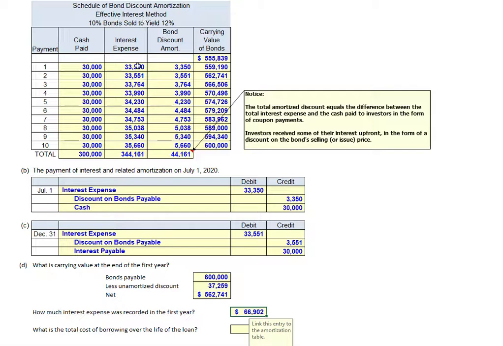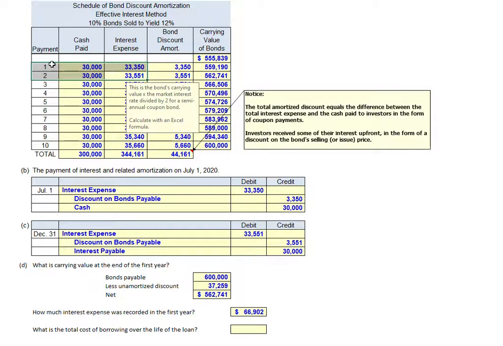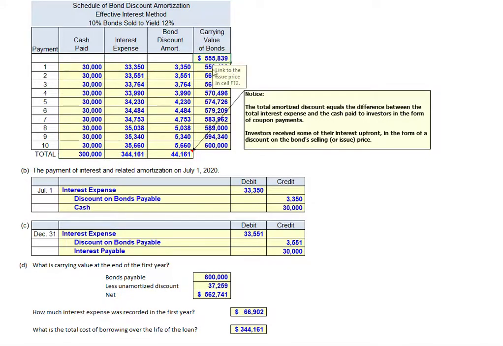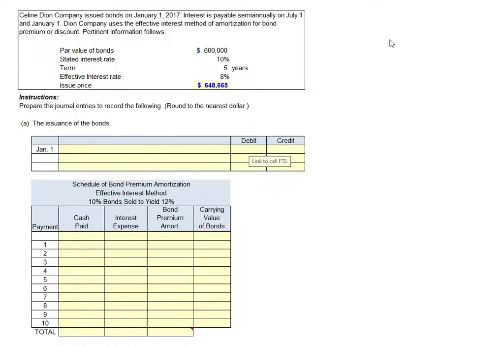That's the $66,902, the amount of interest from the first two rows of our amortization table. And our total borrowing cost over the life of the loan will be $344,161. That's the total amount of interest on the loan. Again, we've paid that to the investors in the form of $300,000 in coupon payments and a $44,000 discount when we issued the bonds. Let's now take a look at bonds issued for a premium.